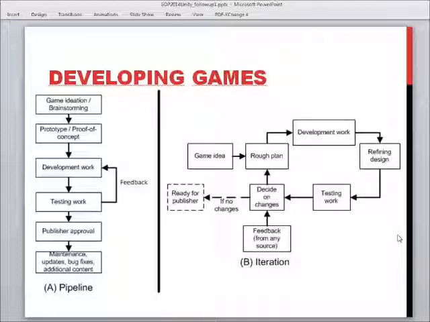But actually, if we go into the processes of how games are developed, of course, there are two main approaches here. The pipeline and iteration. These are collected from software companies we have been working with. They are sort of generalized models of how games are developed. The pipeline model starts with the brainstorming or creation of the game idea.